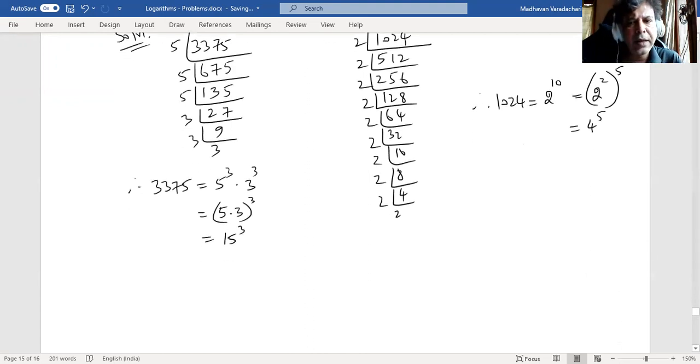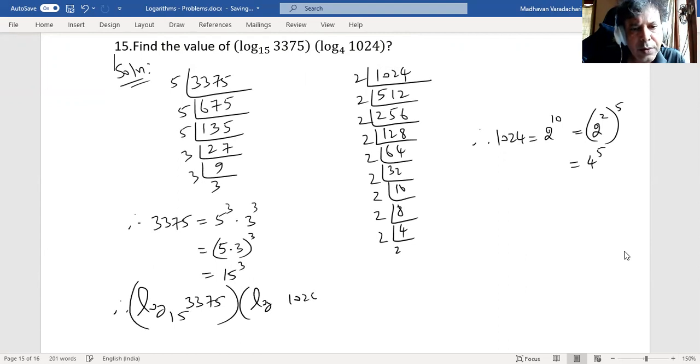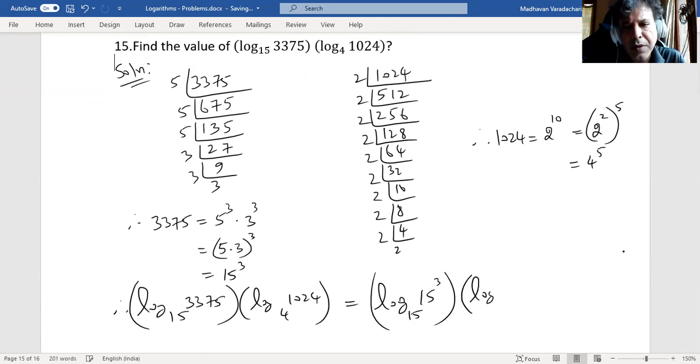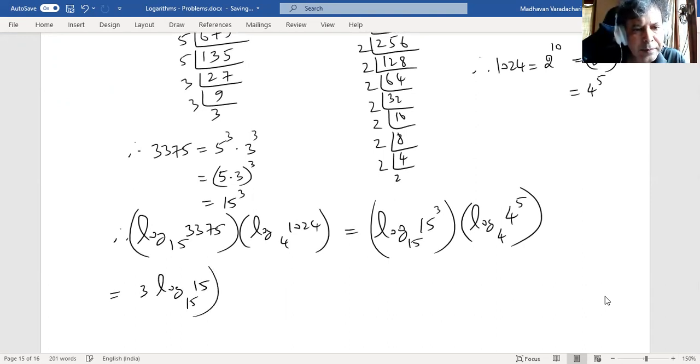So let us now rewrite the logarithm. Therefore, logarithm of 3375 to the base 15 multiplied by logarithm of 1024 to the base 4 can be written as logarithm of 15 cube to the base 15 times logarithm of 4 to the power of 5 to the base 4. Now this can be rewritten as 3 times logarithm of 15 to the base 15 times 5 times logarithm of 4 to the base 4.